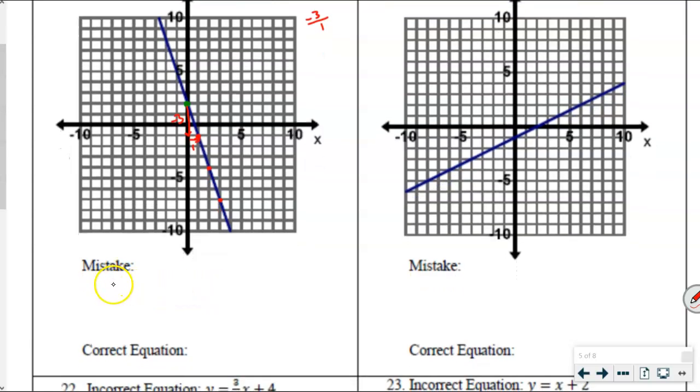So what is the mistake? Slope should be negative since it's going down. Write that down. Here where it says mistake, we're putting our mistake in words. And now we can write the equation correctly.